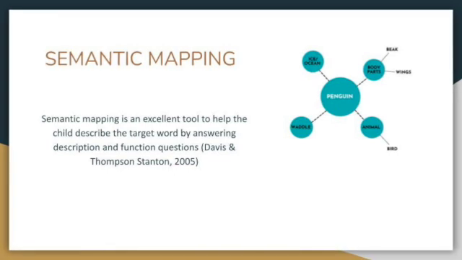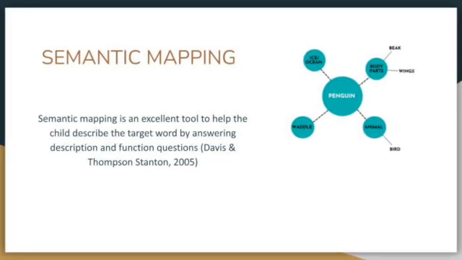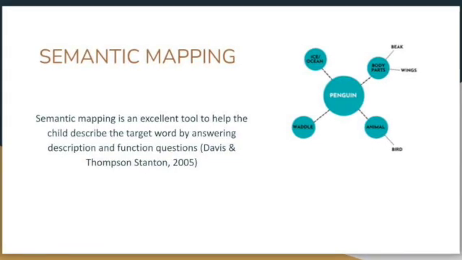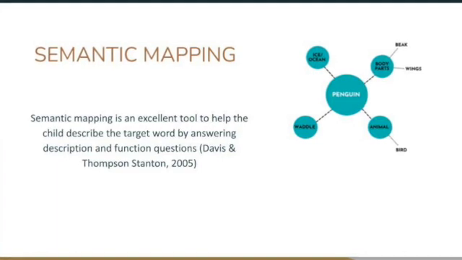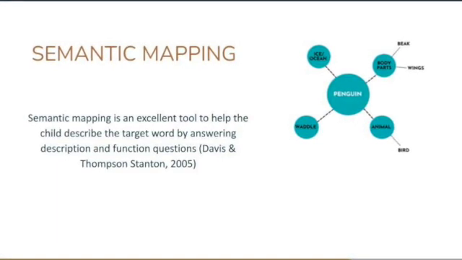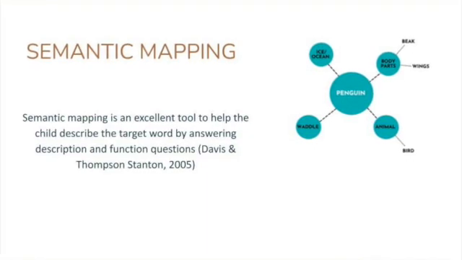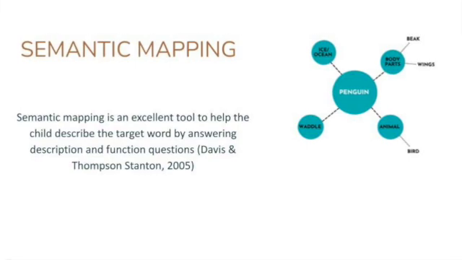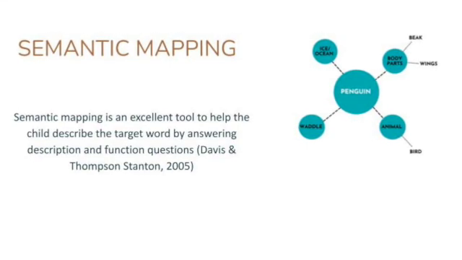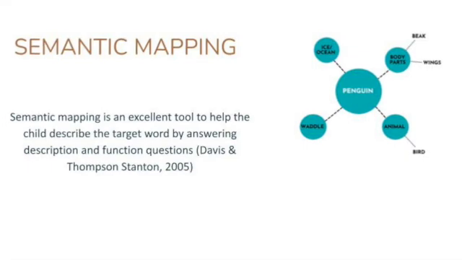According to Davis and Thompson-Stanton, 2005, semantic mapping is an excellent tool to help the child describe the target word by answering description and function questions. As you can see in the example on the right side of the slide, the target word penguin is in the large center circle. Stemming from the target word are smaller circles that include its category and other descriptors.